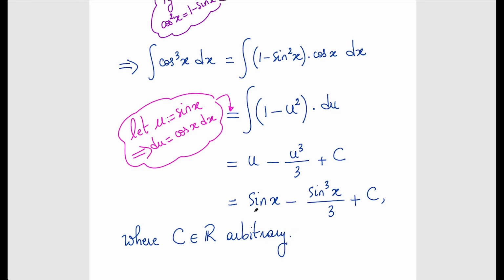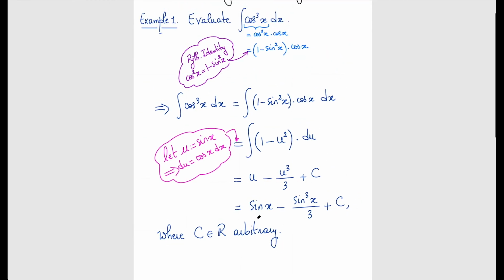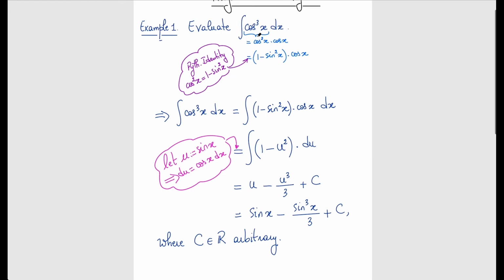In general, we try to write an integrand involving powers of sine and cosine in a form where we have only one cosine factor, like here, and the remainder of the expression is in terms of sine. Then we set u to be sine x, and du becomes cosine x dx.